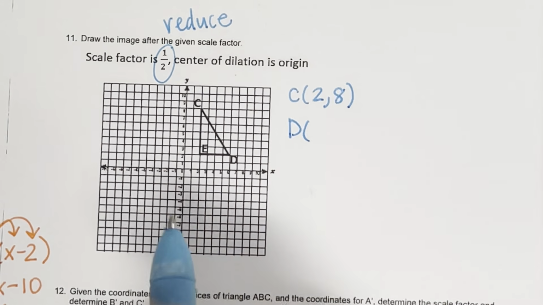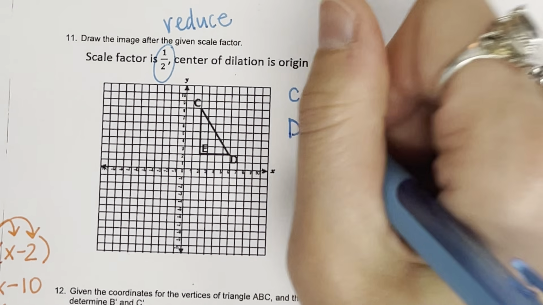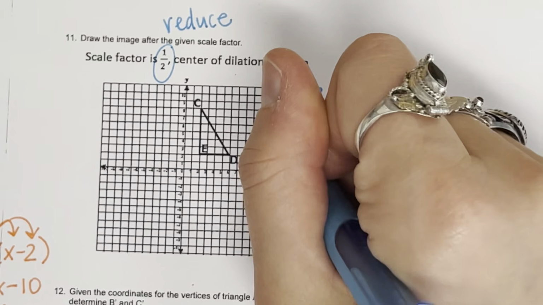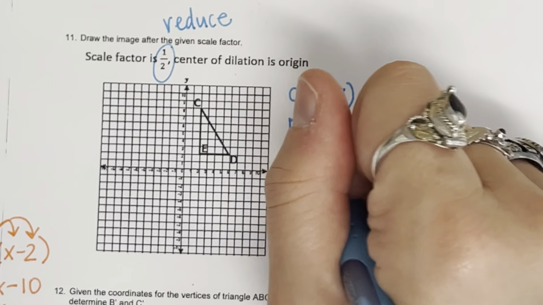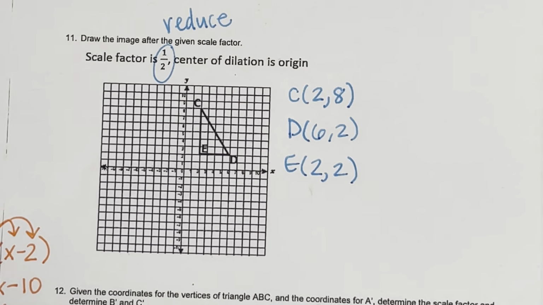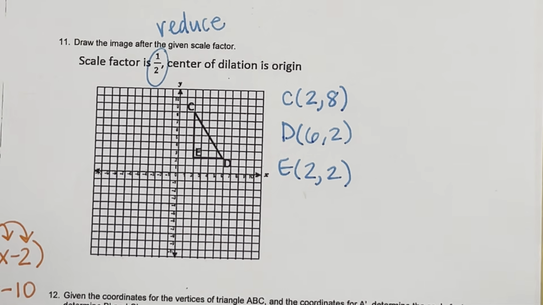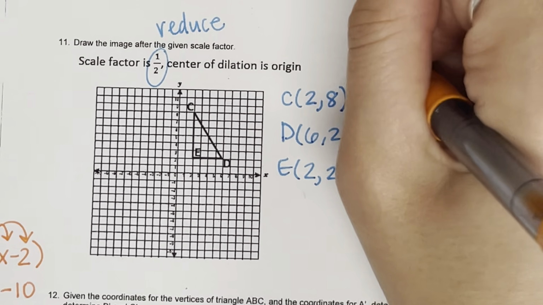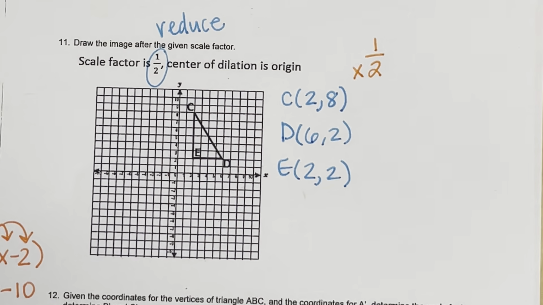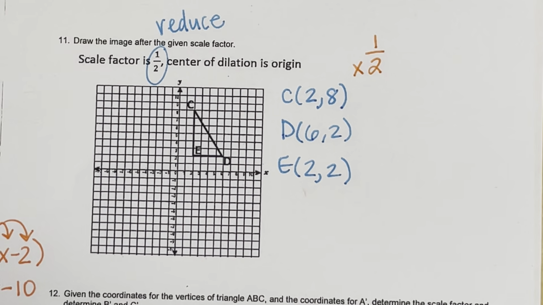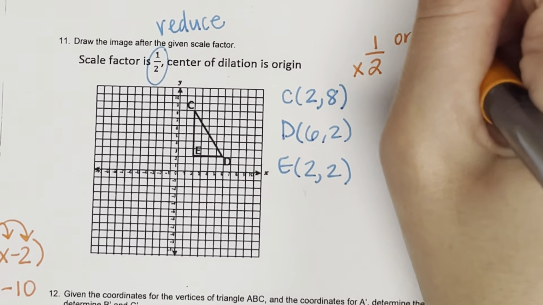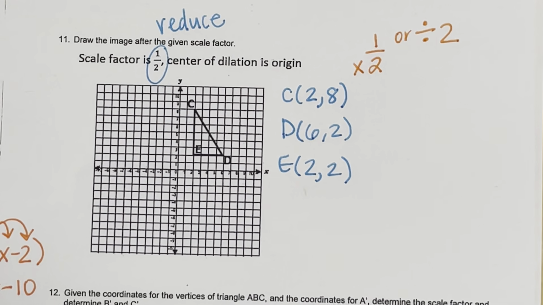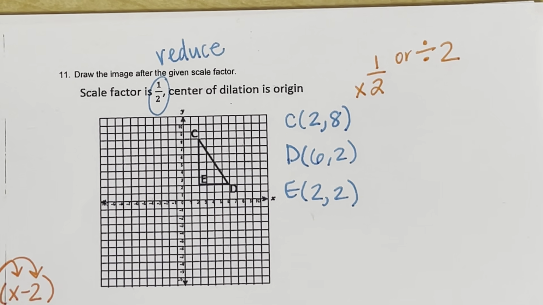Point D is, I go over 6 up 2, 6, 2. And then point E is go over 2 up 2, so that's 2, 2. So remember, we always multiply by the scale factor. So I'm going to multiply by 1/2. Or the other thing you can do instead of multiplying by 1/2, that is the same thing as dividing by 2. If you multiply by 1/2, put in your calculator, you're going to get the same thing.